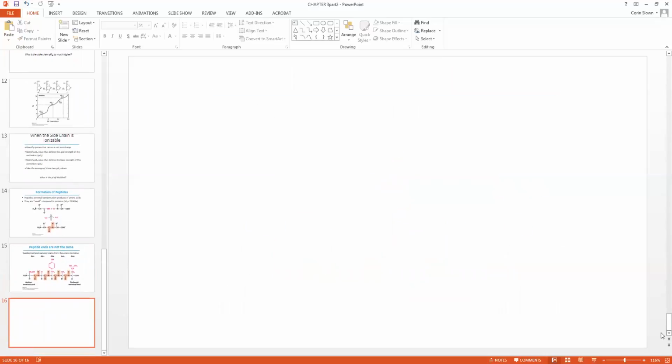Next, we're going to be talking about the way that we can isolate or separate peptides and proteins based on the structural features of amino acids.